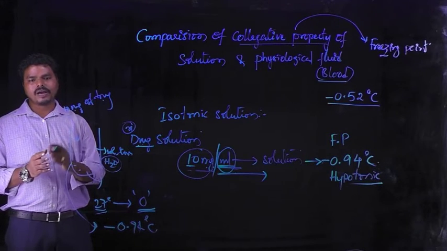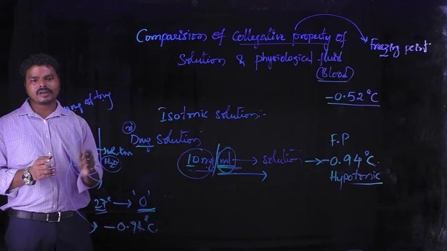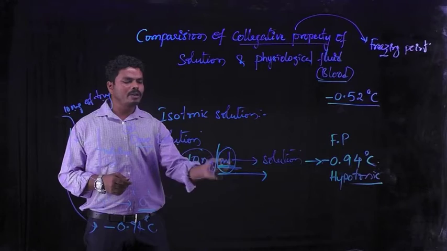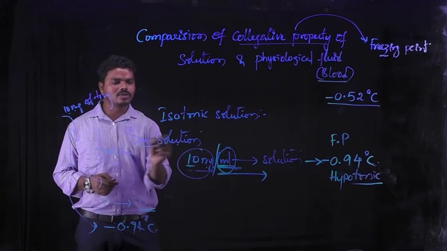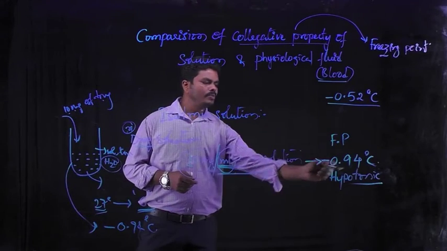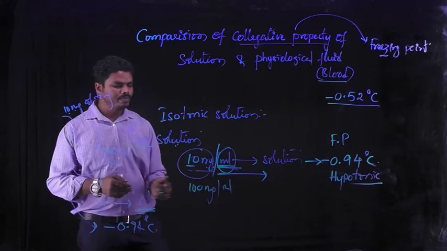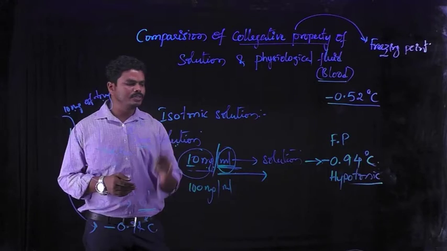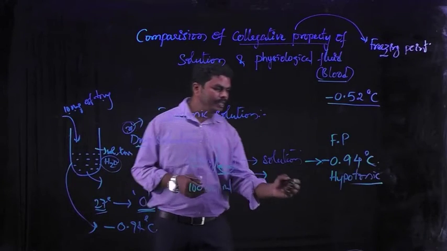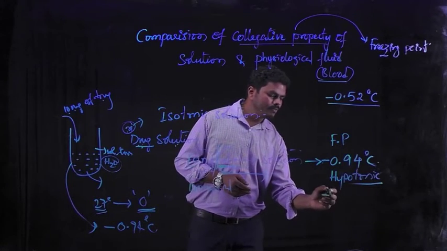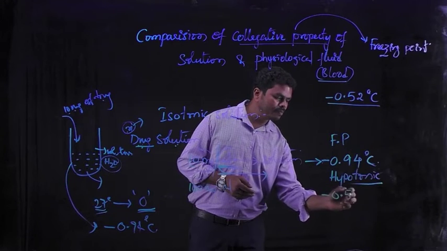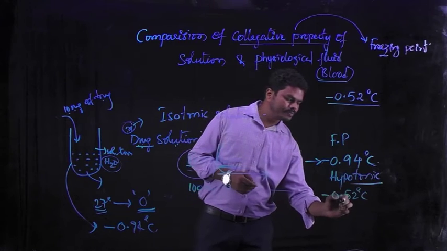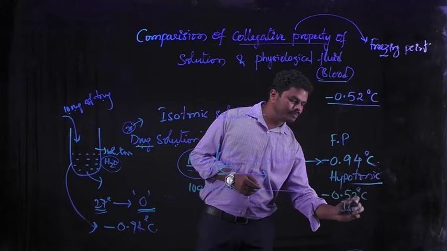So that means above this freezing point are considered as hypotonic in nature. So for that reason, the 10 mg per ml concentrated X drug solution is considered as hypotonic in nature. And in the same way, when you take the 100 mg per ml concentrated X drug solution, if it is equal to the freezing point of the blood, then it is said to be isotonic in nature.